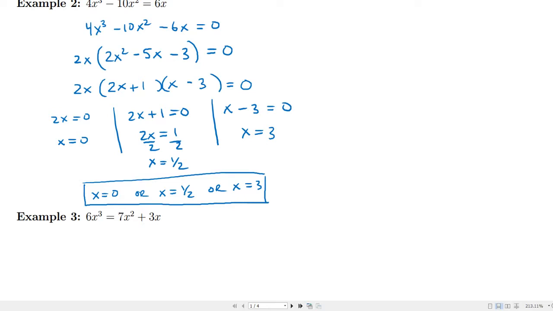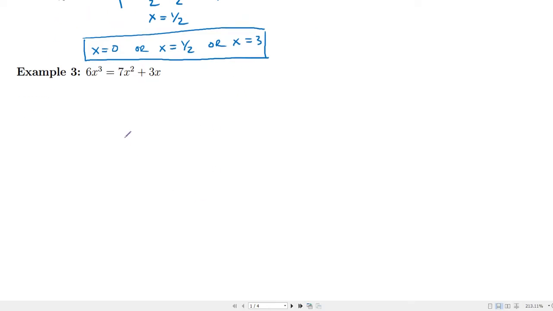Okay, so now we have a cubic. Let's subtract terms over. So we have 6x cubed minus 7x squared minus 3x. So it's just subtracting these two over to this side, equals 0. And now let's factor. So we have 6, 7, and 3. So there's actually nothing in common that we could factor out other than 1. That wouldn't really help us among those coefficients. But we could factor out an x, and we'd be left with 6x squared. Factor out an x out of that, we have minus 7x. Factor an x out of that, we have minus 3.